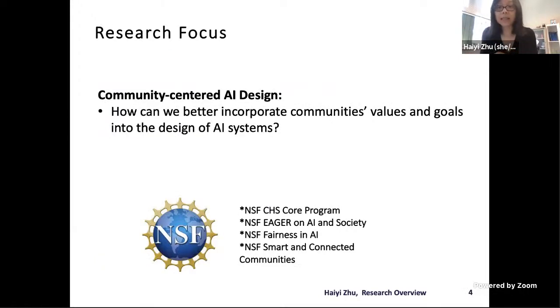Across all these domains, my research is trying to answer this question: how can we conduct community-centered AI design? Specifically, how can we better incorporate communities' values and goals into the design of AI systems and tools?